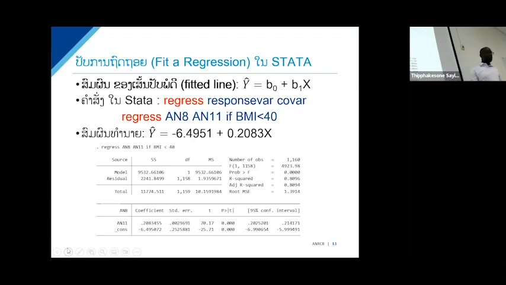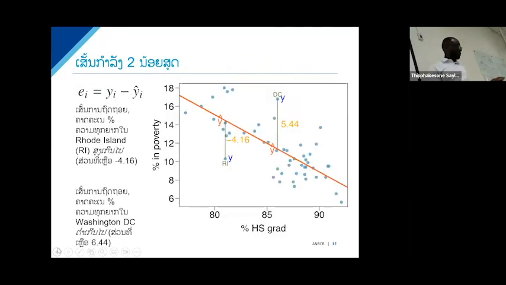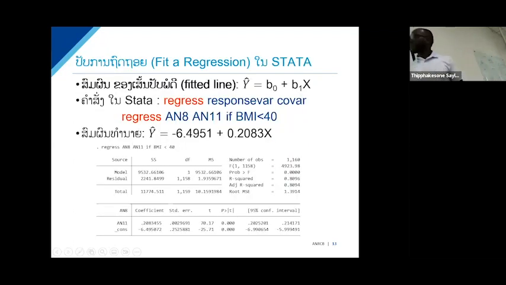How do you think, if this is the equation of my line, how would you go about getting this red line? Maybe let's not talk about it. No, let's not talk about it.